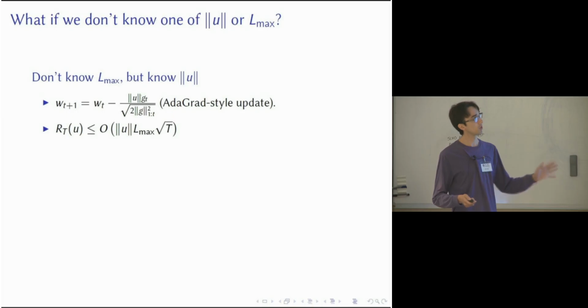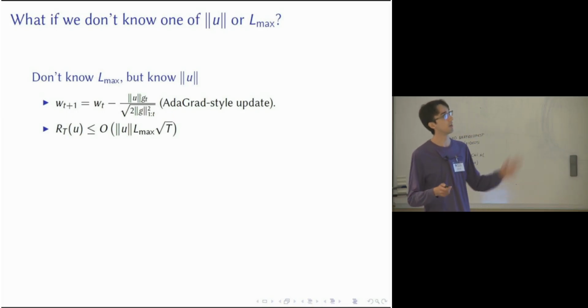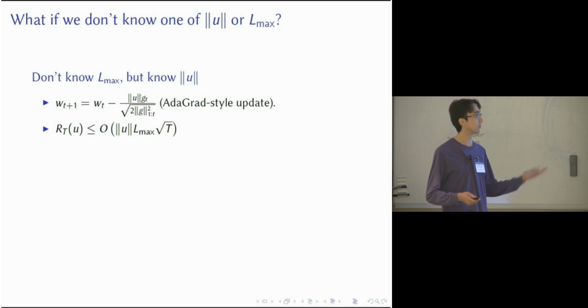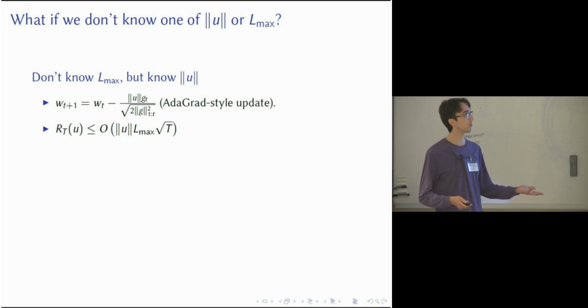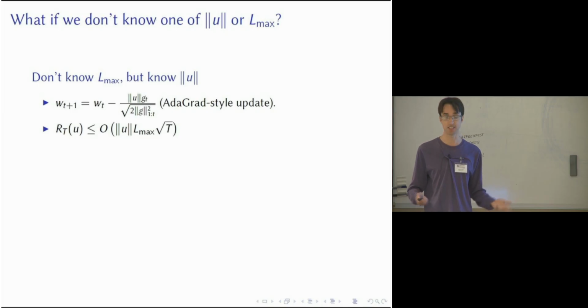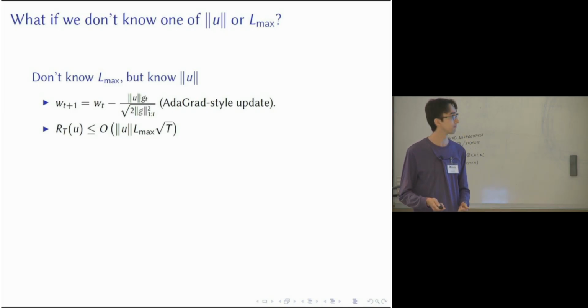Well, let's try to go just halfway. What if we only know one of the two things, u or L_max? And this is also fairly well studied. If you don't know L_max, but you do know u, you can run basically AdaGrad, and that'll get, up to constants at least, the exact same regret as you would have gotten if you knew all the information. So things are looking really good.